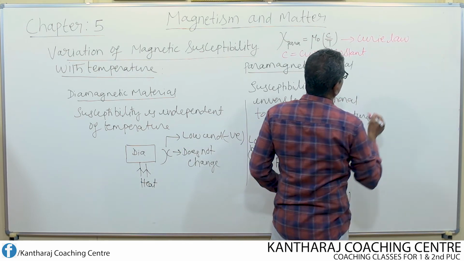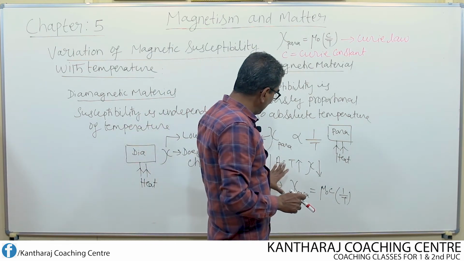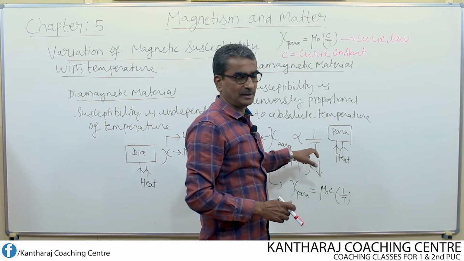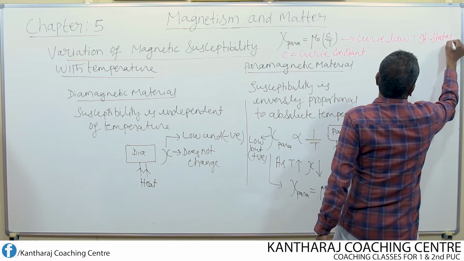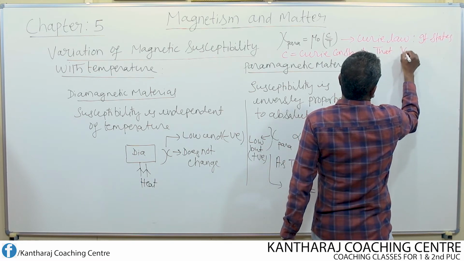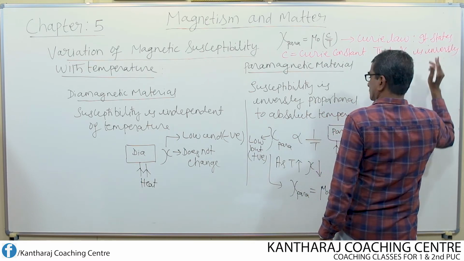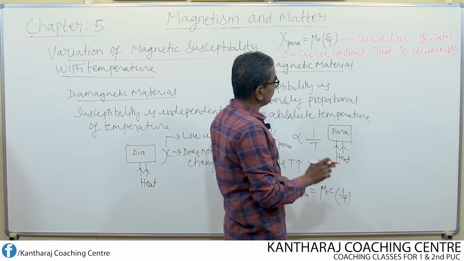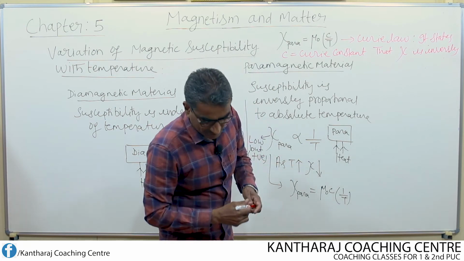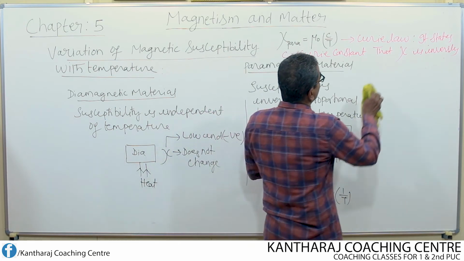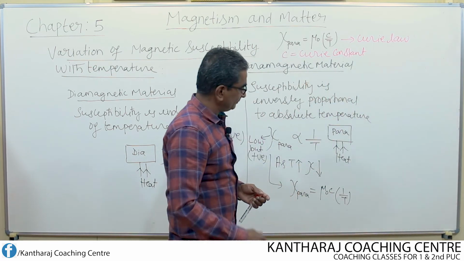So this is nothing but the mathematical form of Curie law. What is the statement of Curie law? Curie law states that the susceptibility of the paramagnetic material is inversely proportional to absolute temperature. So we have written here, susceptibility of the paramagnetic material is inversely proportional to temperature. So that itself is the statement. So no need to write this again. So this is nothing but Curie law.